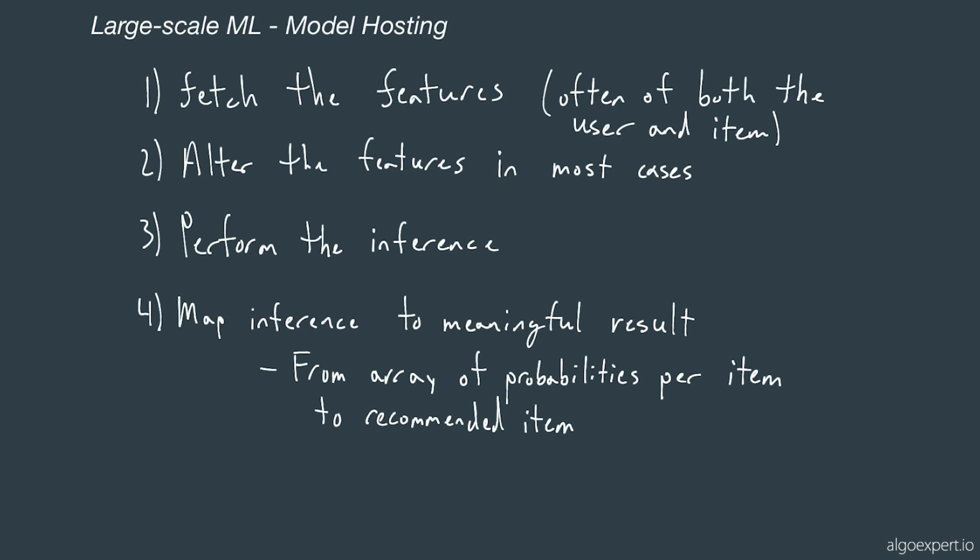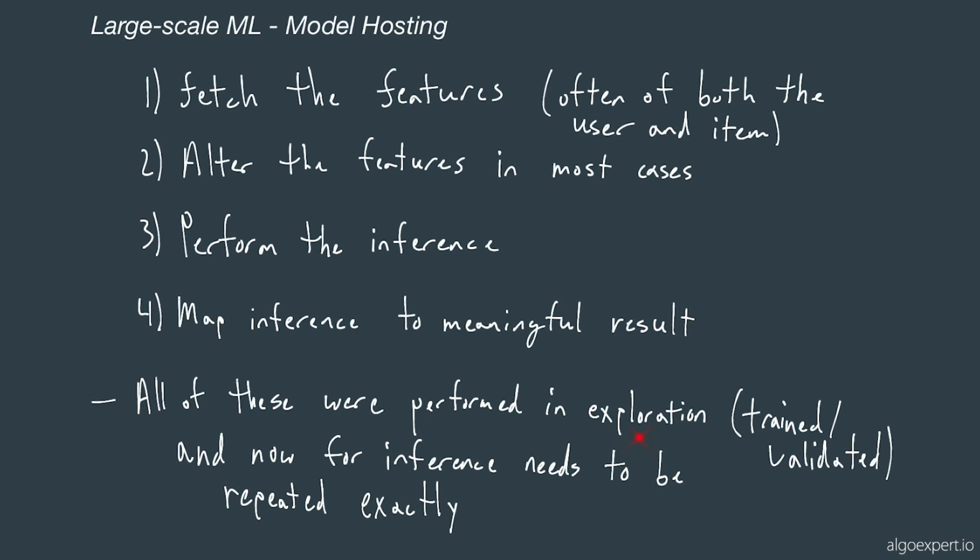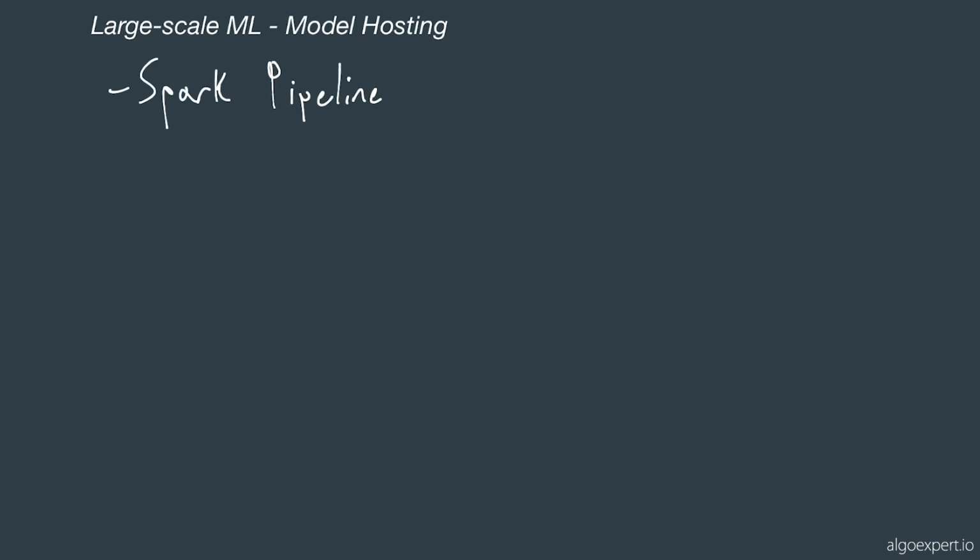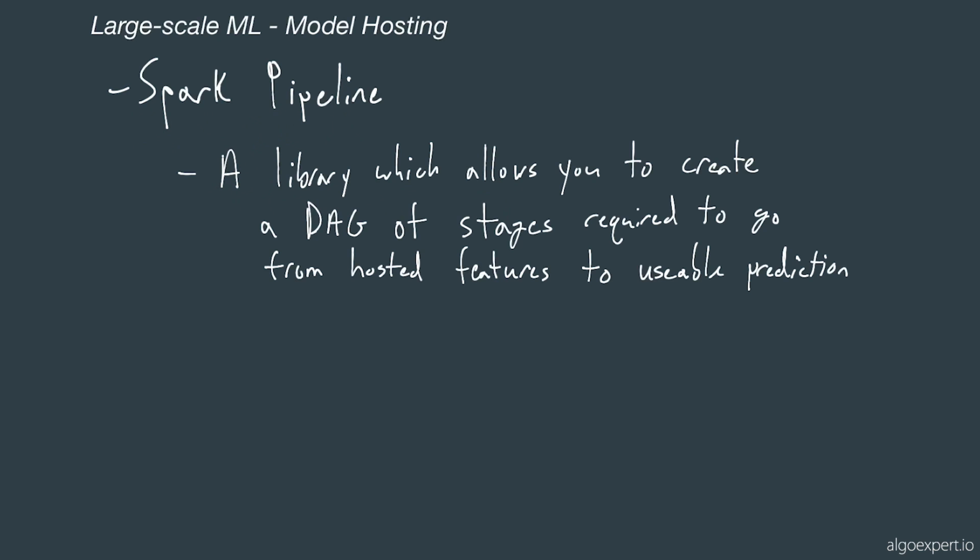So generally, all of these things have already been done in the exploration step. When we were training and validating, we had to make sure that all of these things happened correctly such that the model accuracy was valid. Well, in this case, we just have to repeat all of those same things. So we're going to use a tool here to help us ensure that the same things happened in training exploration that happen in production. That tool is called Spark Pipeline. Spark Pipeline is a library provided on top of MLlib, it's sometimes called Spark ML, which allows you to create a DAG or directed acyclic graph of stages required to go from hosted features to usable predictions.